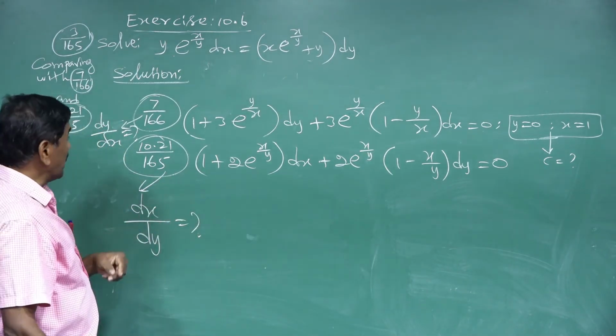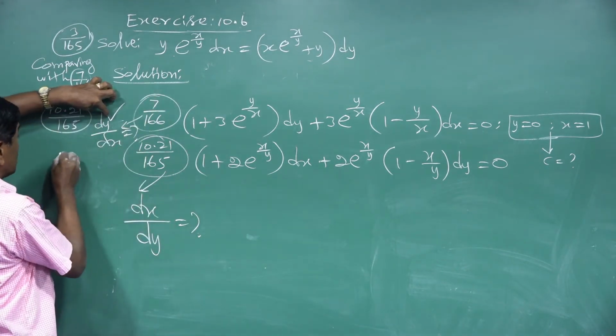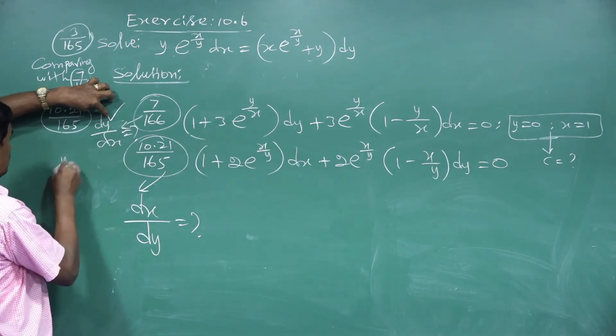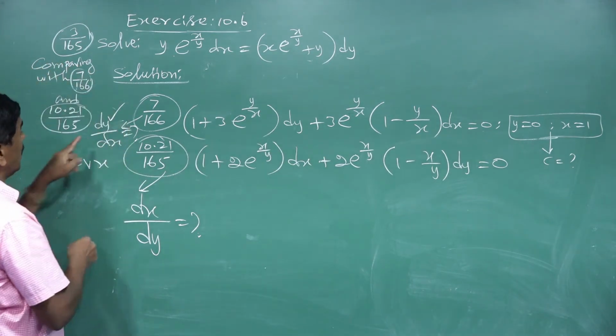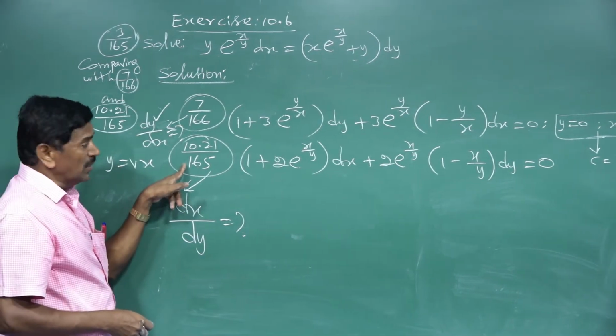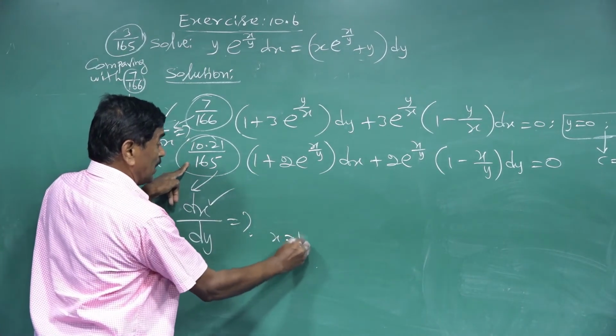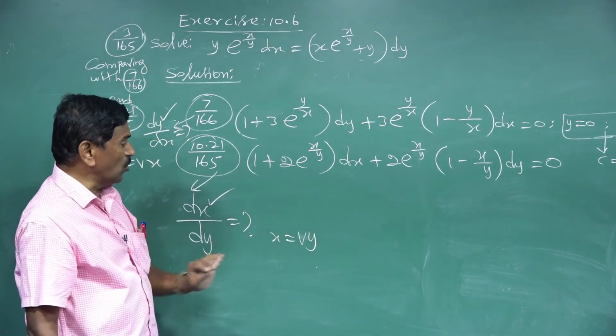Okay, now listen to the technique. For the 7th question, it is differential of y, which means put y = vx. For the 7th sum, differential of y, therefore put y = vx. For example 21, it is differential of x, therefore put x = vy. That's all. Put x = vy.